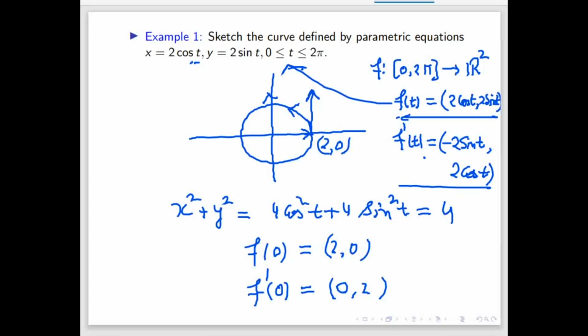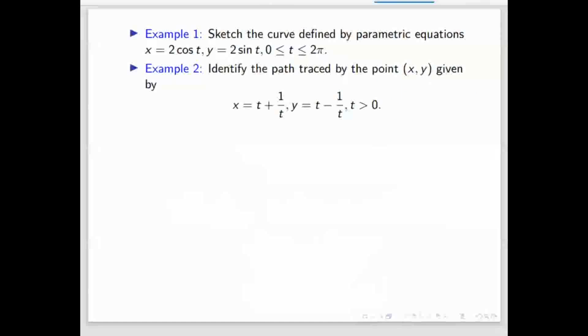So now the second example, what is the path traced by this? Like x equal to t plus 1 by t and y equal to t minus 1 by t. So how does it look? Can anyone tell? Just do some calculation and tell me. Try to eliminate t from these two equations, and you will get the path for this. Here t is greater than 0.